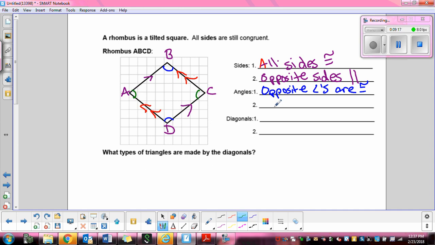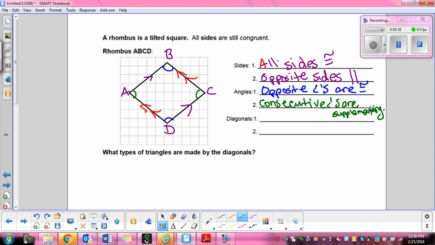And I know that my consecutive angles, so the ones that are right next to each other, are going to be supplementary. I'm going to write that out. Consecutive angles are supplementary, which means they add up to equal 180. Write that in there. Now my diagonals.